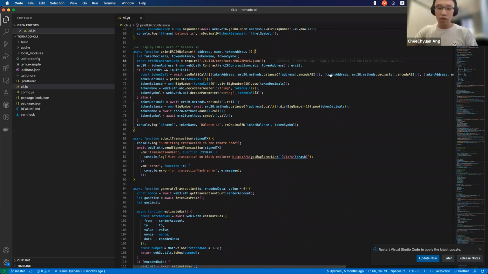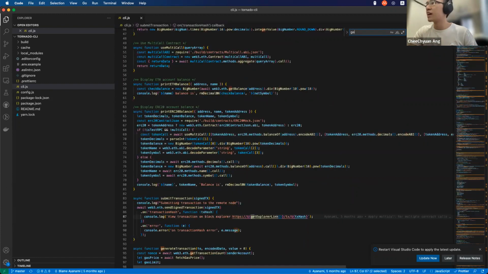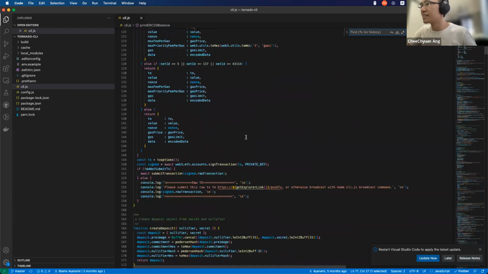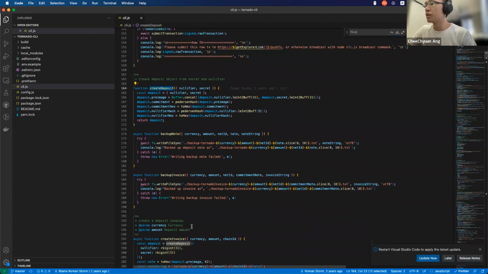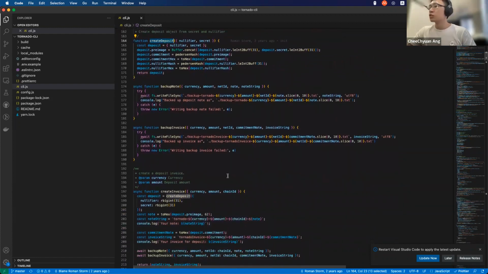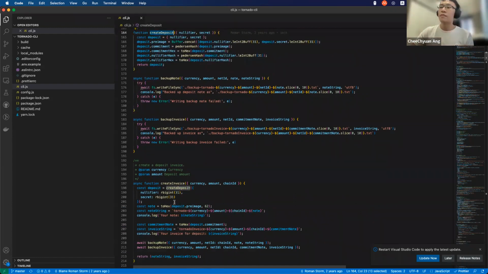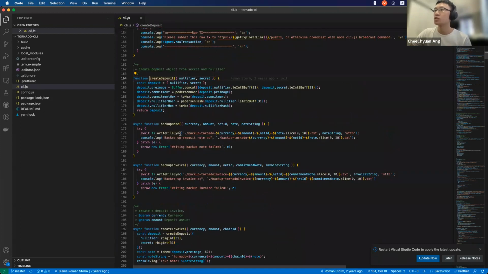So what we want to look at in this CLI is deposit. Hang on, generate. I can't remember the name. Just let me look. Create deposit. Actually not, create invoice. To create the commitment and the secret, we will call create invoice, and we throw in the chain ID, the amount, and the currency. And then it will call this create deposit function, which we have seen over here.